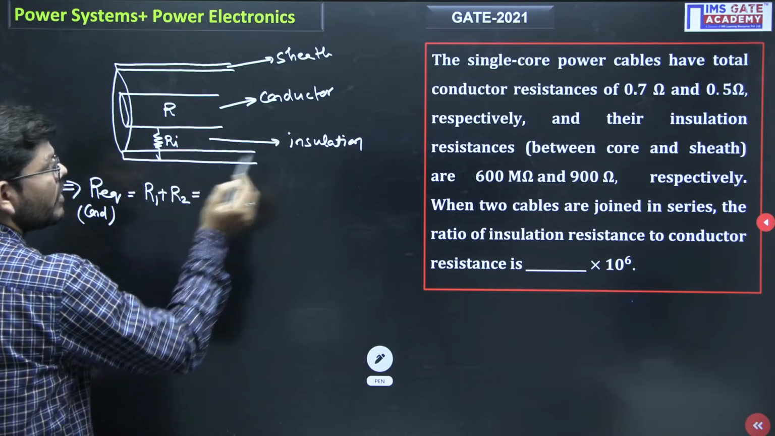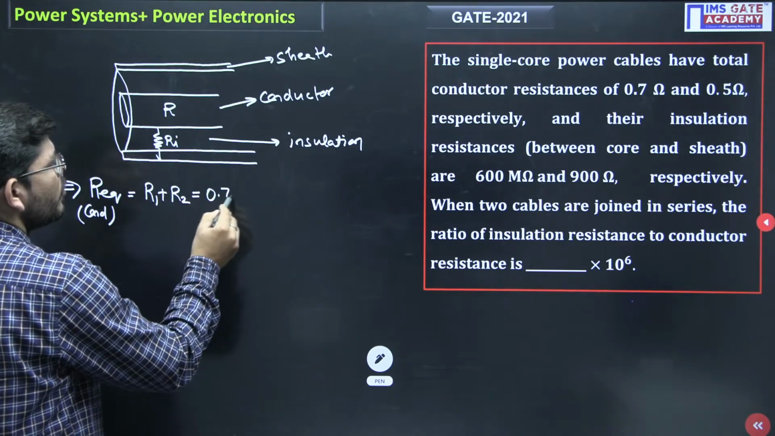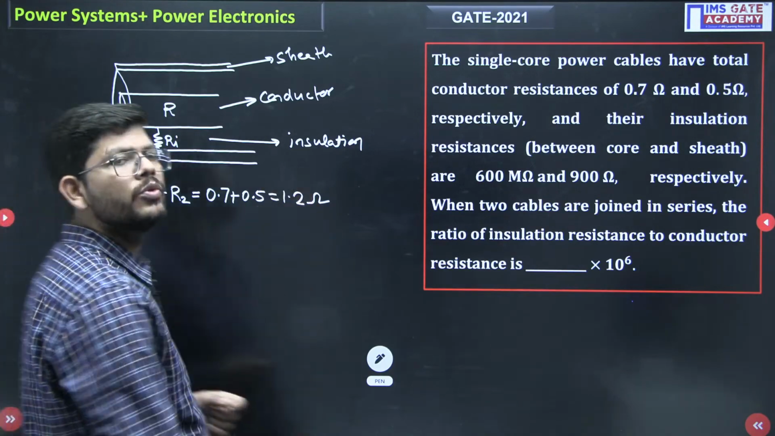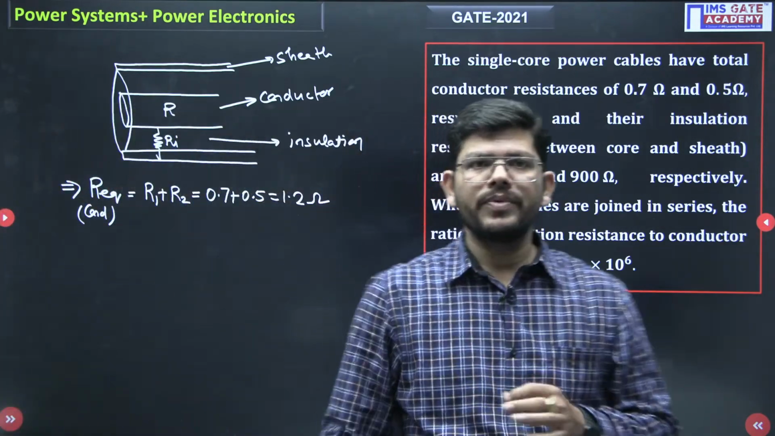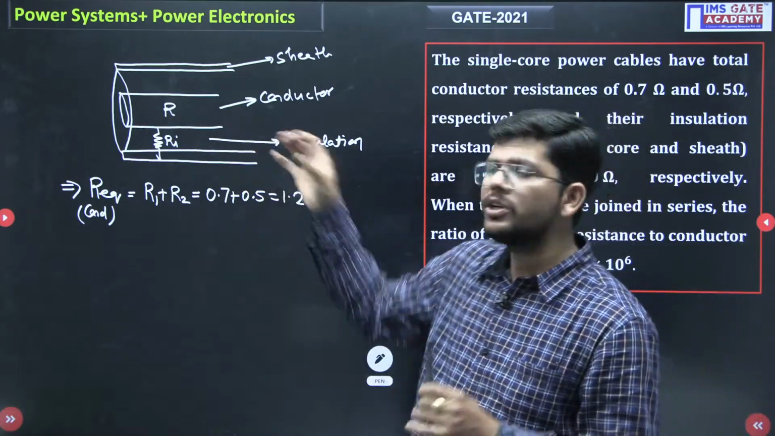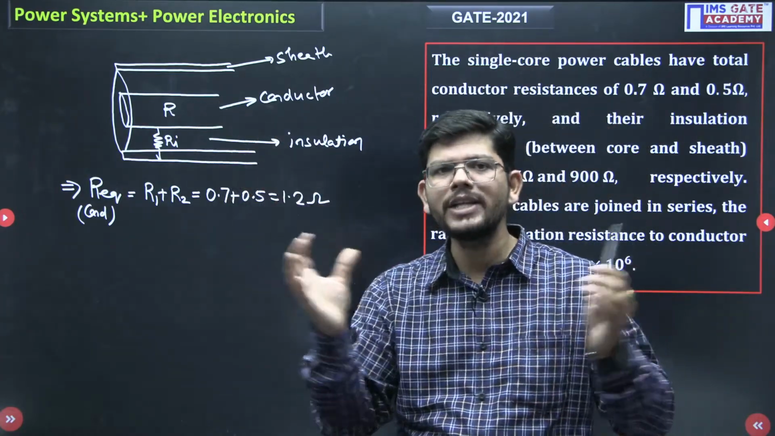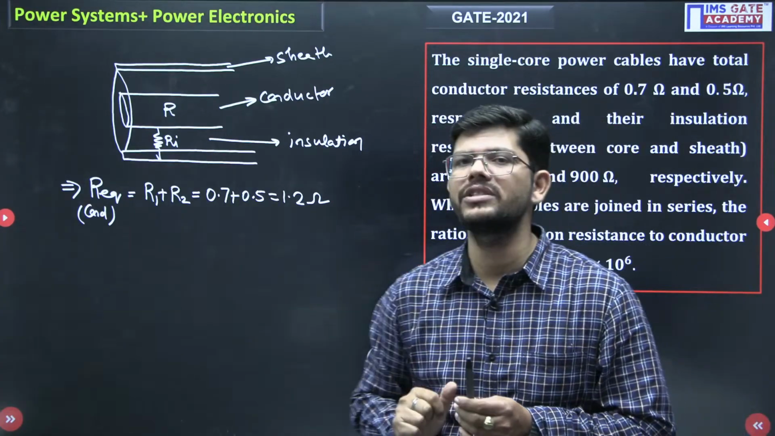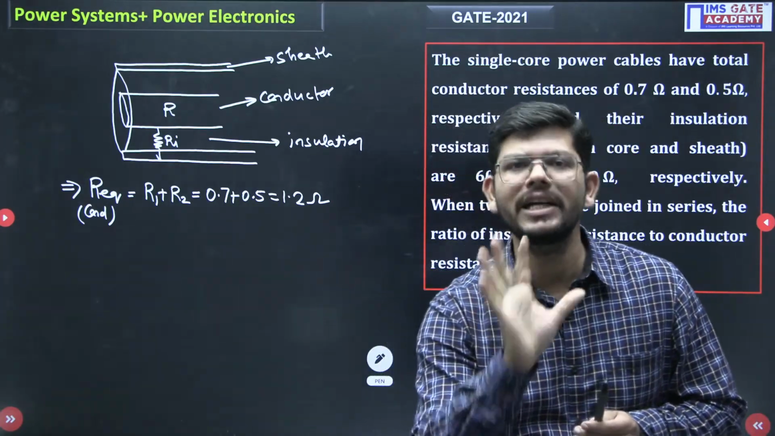And what are the values given? 0.7 ohm and 0.5 ohm. So it will become 1.2 ohm. So it is very much evident here. When you are joining 2 cables, they are joined as 2 series resistances, so you will be adding these 2 resistances to get the equivalent conductor resistance.